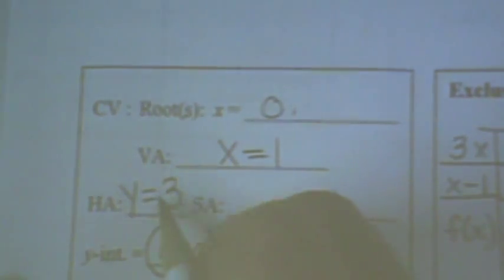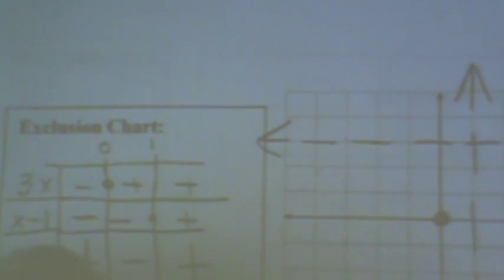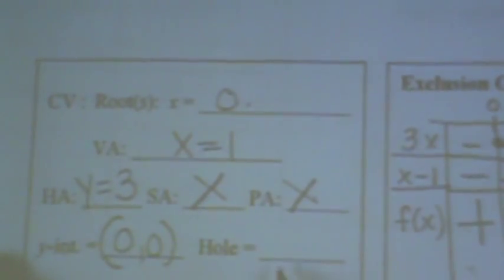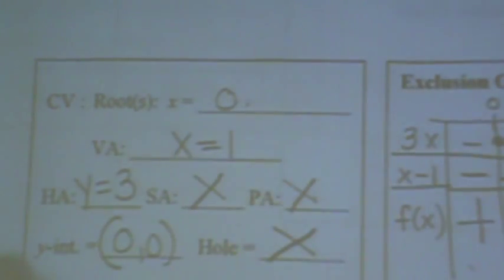Now, is this bottom heavy, top heavy? What's the deal? The degrees are the same. When the degrees of the numerator and denominator are the same, you take the leading coefficient of the numerator over the leading coefficient of the denominator, which is 3 over 1. So y equals 3 is your horizontal asymptote, which is right here, y equals 3. Since there is a horizontal asymptote, there can't be a slant or a parabolic one. And there were no holes, we didn't cross anything out.